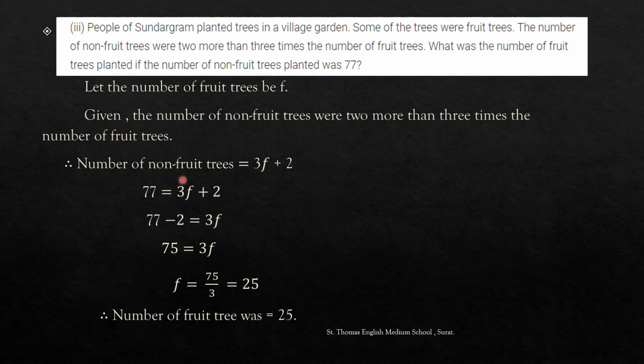Now this is plus 2; if it goes, it becomes minus 2. So 77 minus 2 is equal to 3f. 77 minus 2, that is 75, is equal to 3f. So f is equal to 75 divided by 3. What is 75 divided by 3? 25. So what is the meaning of f? The number of fruit trees. We can write the answer like this: therefore, the number of fruit trees was 25.